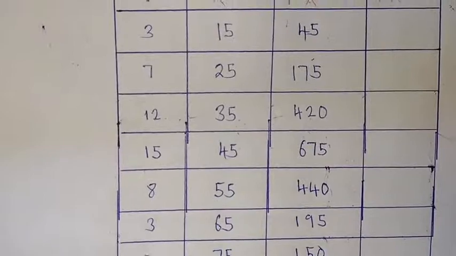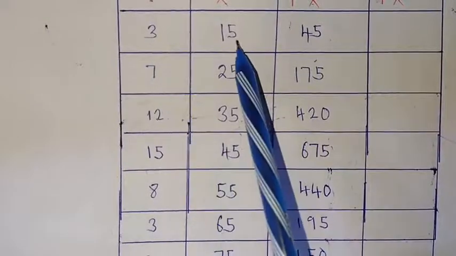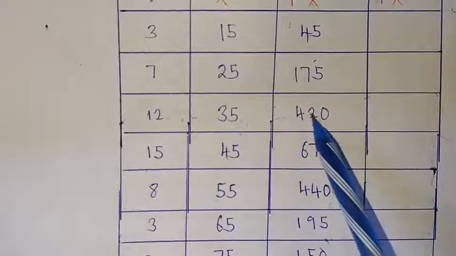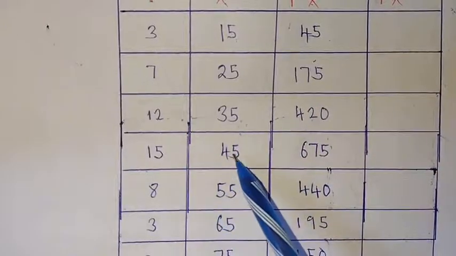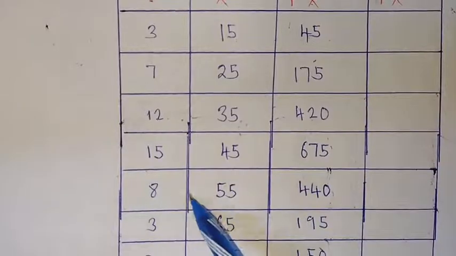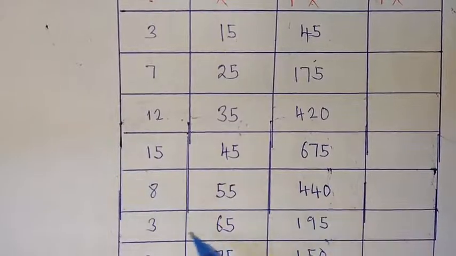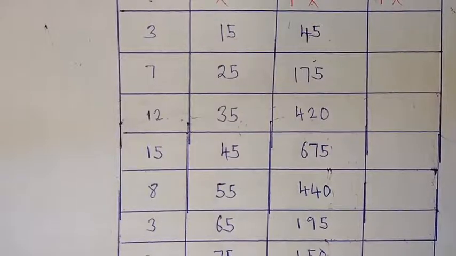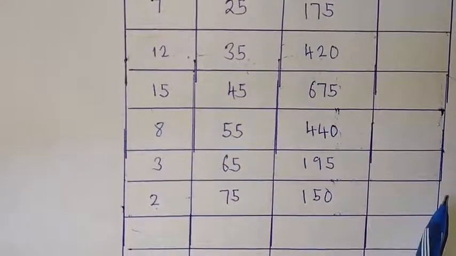So here 3 times 15 is 45, 7 times 25 is 175, 12 times 35 is 420, 15 times 45 is 675, 8 times 65 is 440, 3 times 65 is 195, 2 times 75 is 150. Make sure you do the same.